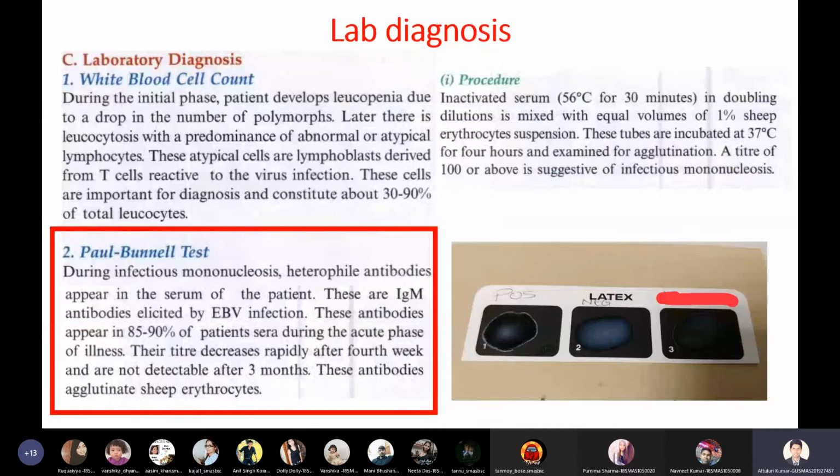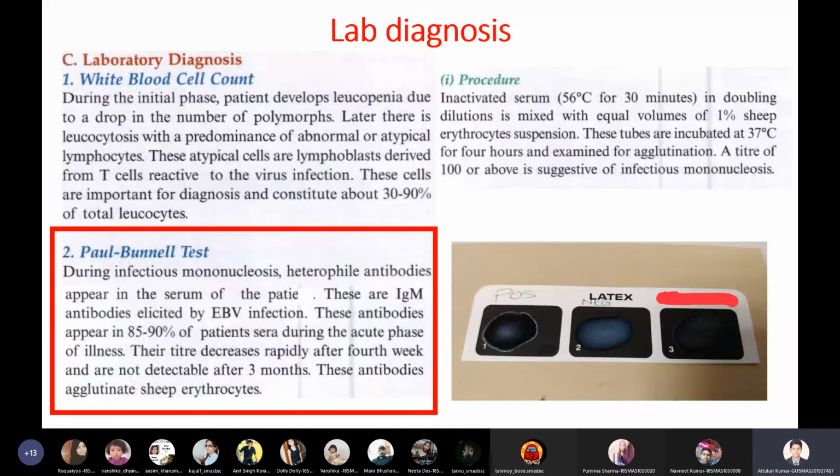And we also have a very specific serological test to detect infectious mononucleosis, or to detect this Epstein-Barr virus. Since this virus attacks the B cells, those B cells will produce abnormally high levels of IgM antibodies, and these IgM antibodies are detected serologically by a test called the Paul-Bunnell test. So with the help of this Paul-Bunnell test, we can detect the Epstein-Barr virus. The Paul-Bunnell test is an Epstein-Barr virus specific serological test.